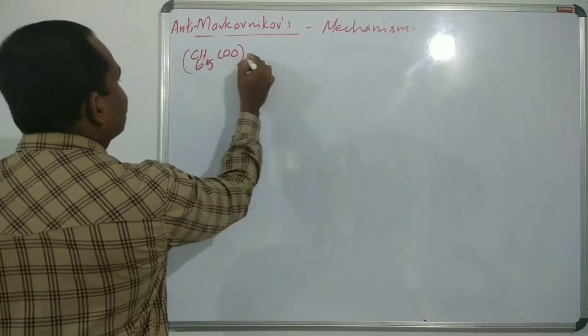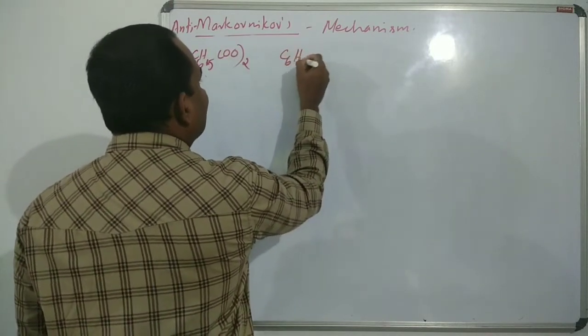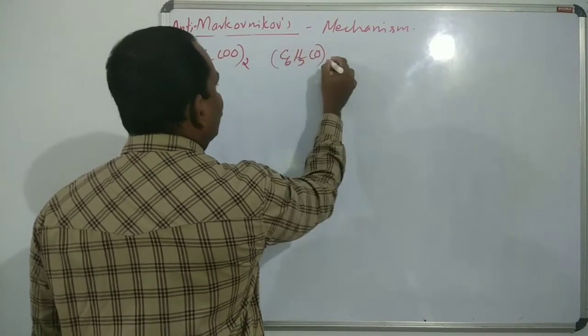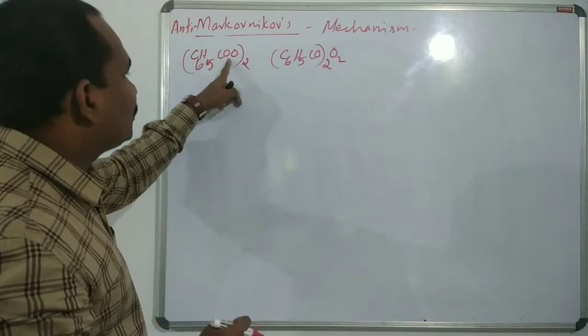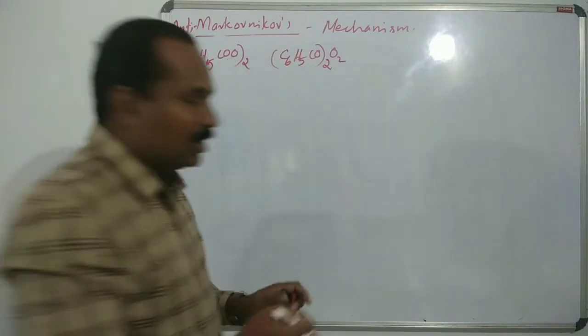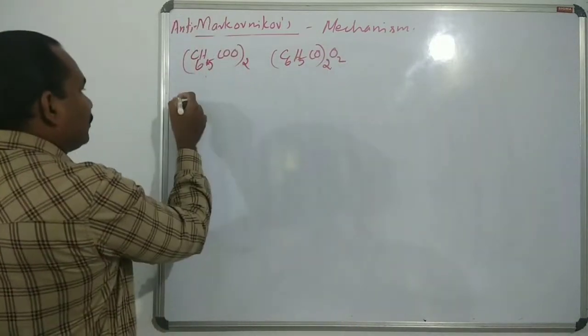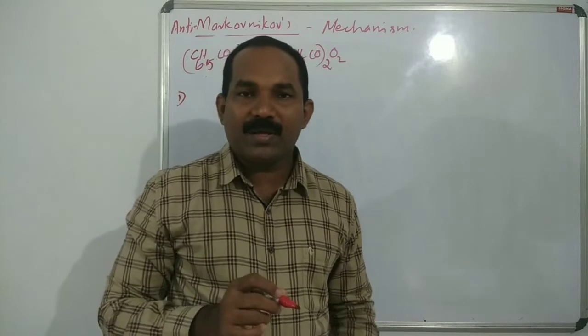(C6H5COO)2. It is also written as (C6H5CO)2O2. Both are correct. The first step is the formation of free radicals.